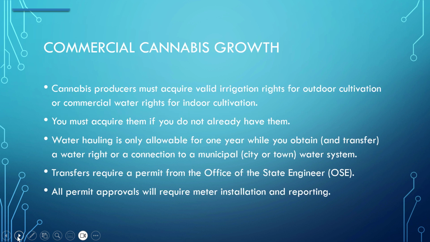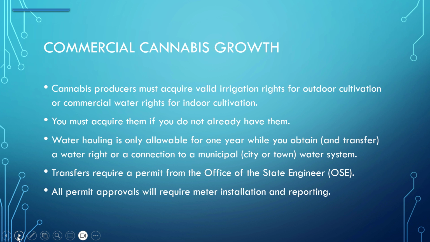Commercial cannabis growth requires that the cannabis producers acquire a valid irrigation water right for outdoor irrigation or cultivation of cannabis, or a commercial water right for indoor cultivation. You must acquire them if you do not already have them. Water hauling is only allowable for 1 year while you obtain and transfer a valid water right and/or get a connection to a municipal, city, or town water system.